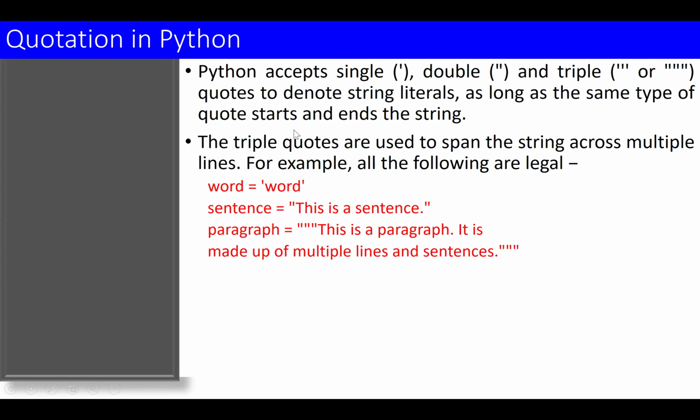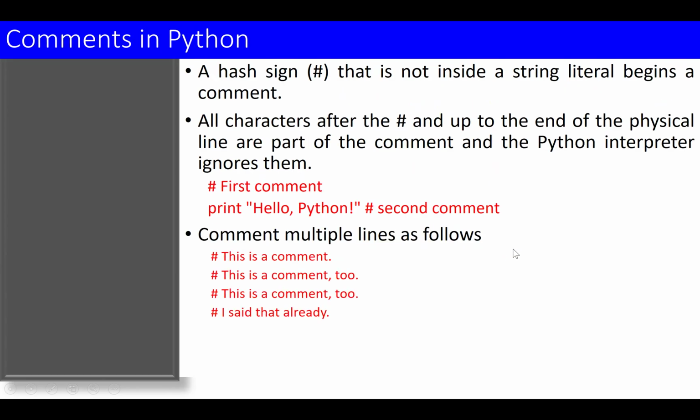Next, Python accepts single, double, and triple quotes to denote string literals, as long as the same type of quote starts and ends the string. The triple quotes are used to span the string across multiple lines. If you observe here, single quotes are used to represent a word, and double quotes are used to represent a sentence. And if you want to represent a paragraph where a number of sentences are there, we use triple quotes in Python.